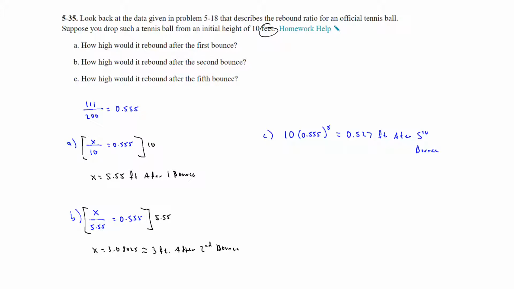So that'll be 0.527 feet after the fifth bounce. And now, obviously, we could have done the same thing for A and B, but just showing you that after a time, that rebound ratio just keeps getting multiplied by the initial height that the ball was let go.